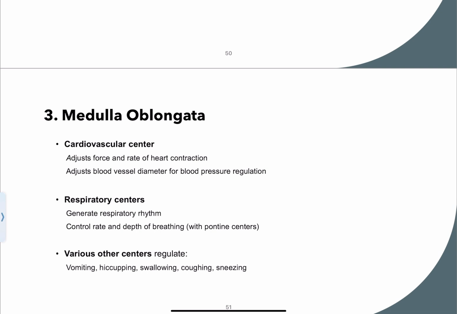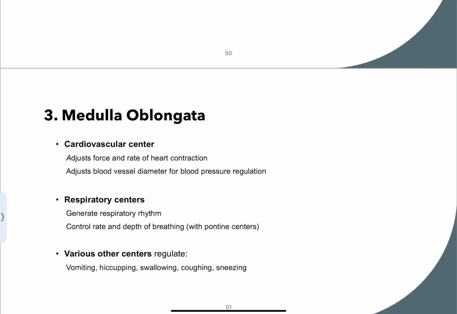The medulla oblongata is a little bit unique because it's not acting as one whole unit that functions to control one specific thing. Instead, we have different centers. So we have a cardiovascular center, a respiratory center, and we have some other centers. Each of these centers are going to go on to help regulate different things.